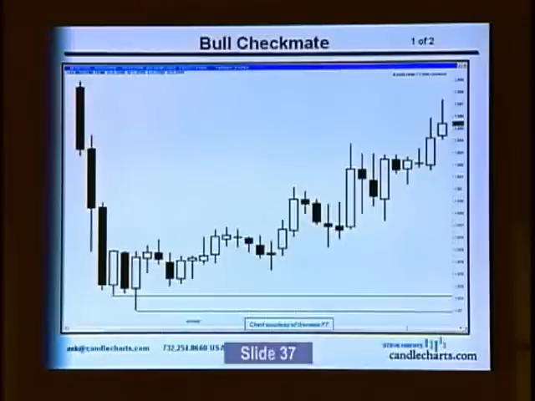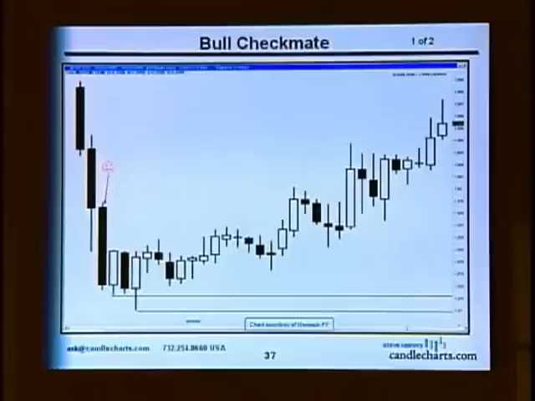Long black real body, bears are happy. Little smiley face. Now, with that long black real body, what would we expect to happen? The market to continue weaker, right? Strong bearish momentum. I know if I was bearish, I would be, especially with those two prior black candles. But look what happened in the next session. No follow-through. The bears are getting a little unhappy here.